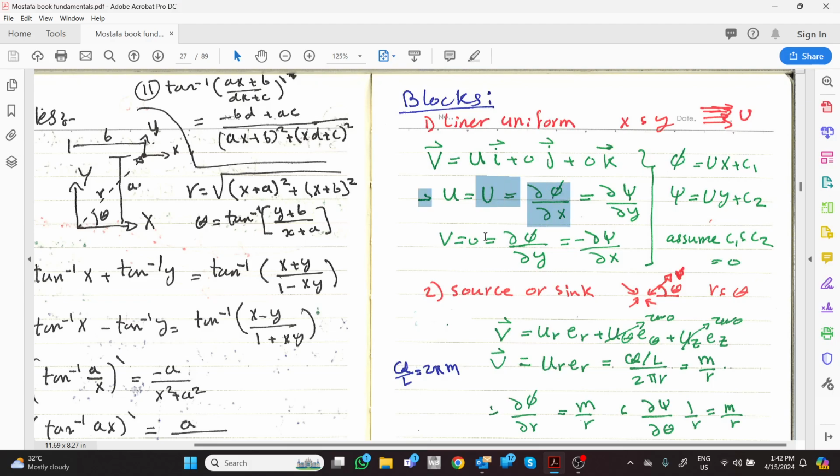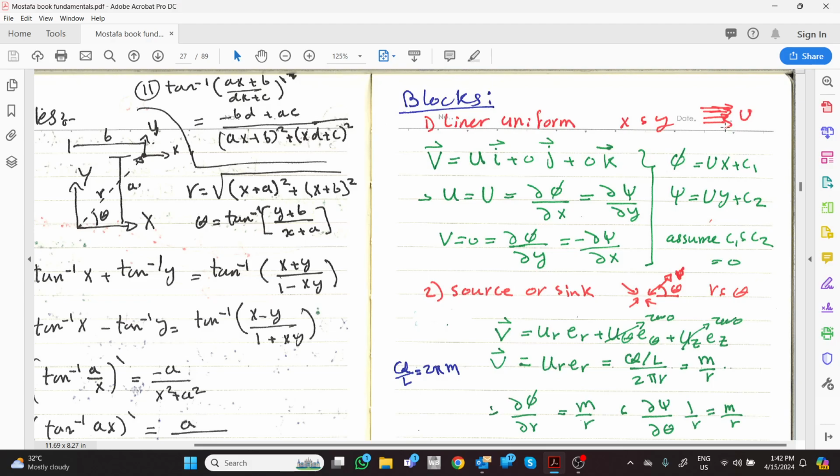From this equation, integrated, phi equals ux plus c1. From this equation, integrated, psi equals uy plus c2. We can always assume c1 and c2 equal 0 because it is defining from where you start and from where you end. I don't care.